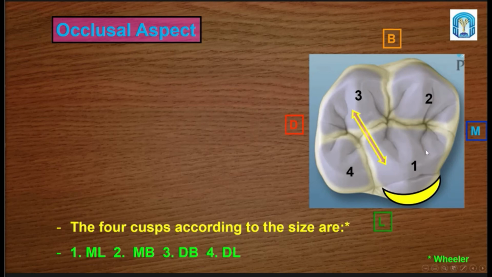And you see, this is the mesiolingual cusp. There is a cusp ridge. This is the distobuccal cusp. There is a cusp ridge. This triangular ridge and this triangular ridge are continuous and make a transverse ridge. This transverse ridge is known as the oblique ridge.